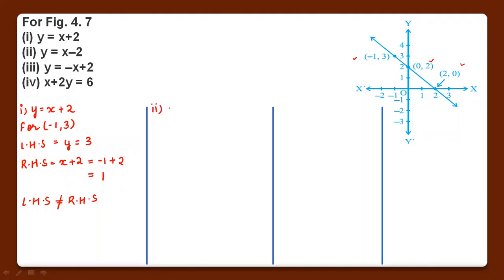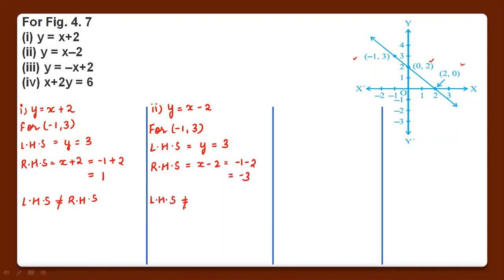सेकेंड हम चेक करते हैं इक्वेशन y equals to x minus 2. We'll check again for -1, 3. LHS is y, which is 3. RHS is x minus 2, which means -1 minus 2, that is -3. LHS not equals to RHS. तो ये भी डिस्क्वालीफाई हो गया हमारा.